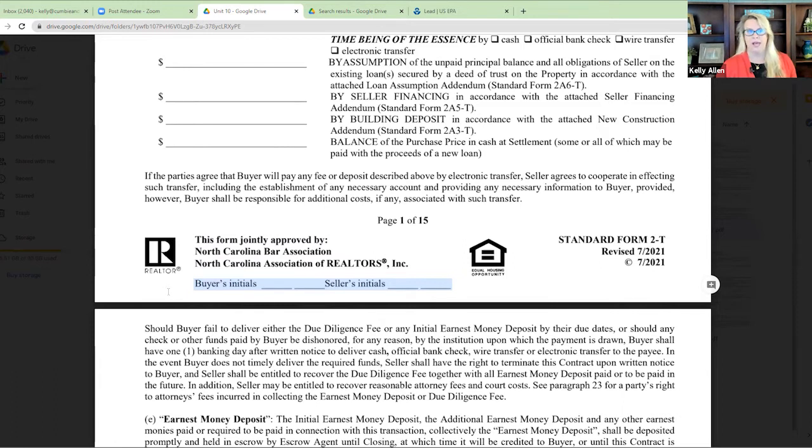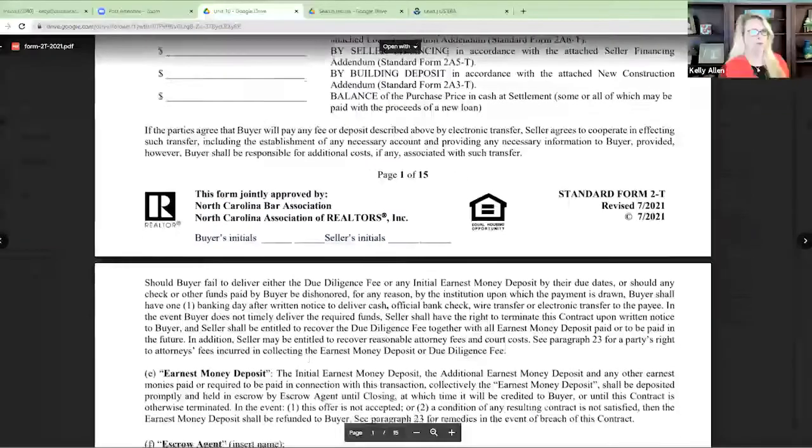It's important to note that if those initials are missing, that does not mean we do not have a valid contract. We do. The initials are simply there to acknowledge that the buyer and the seller have reviewed and understand the information on each page. All right, here we go.